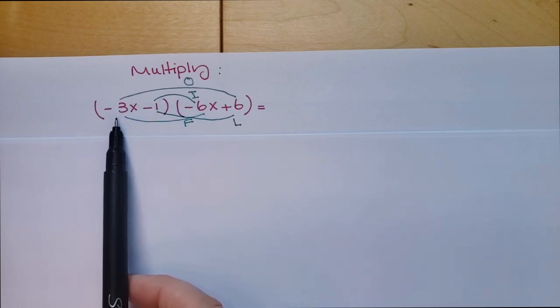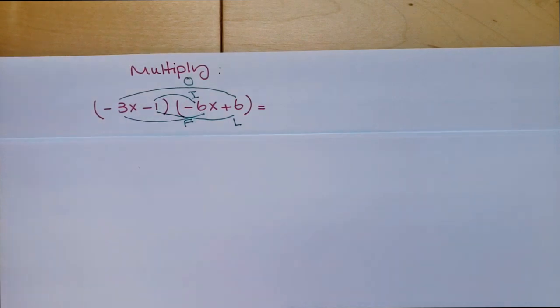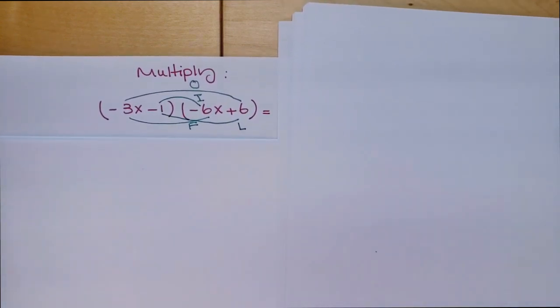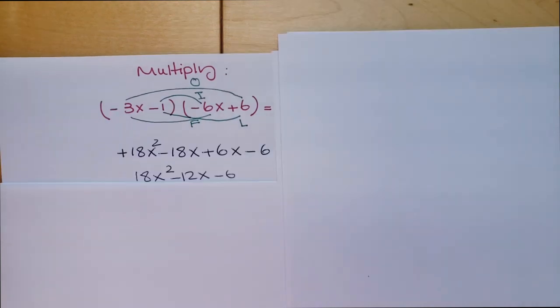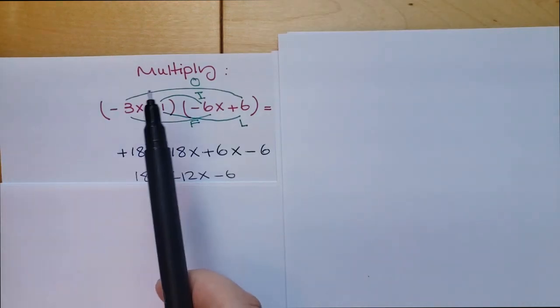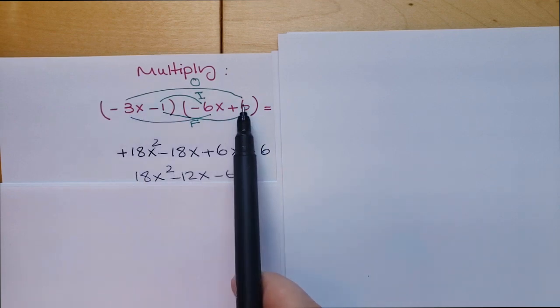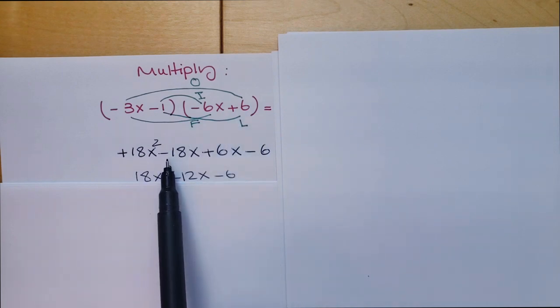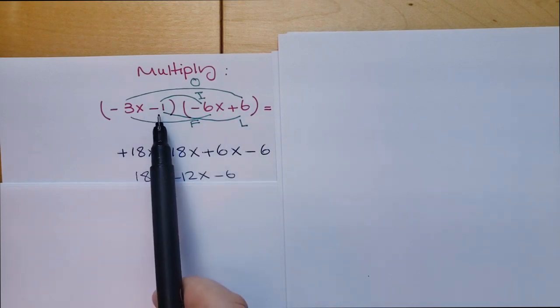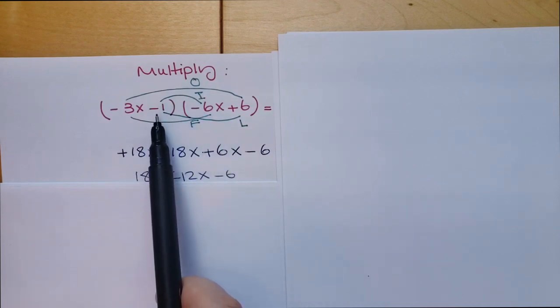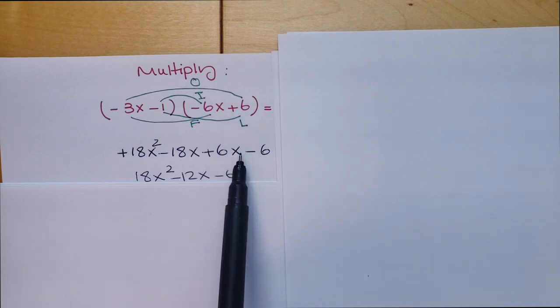So negative 3x times negative 6x turns out to be 18x squared, because negative 3 would be multiplied by negative 6, and then the x would be multiplied by x. Then the O would be negative 3x multiplied by the outer one, which is 6. So it turns out to negative 18x. Inner one's negative 1 times negative 6x, plus 6x. Negative 1 times 6, negative 6.